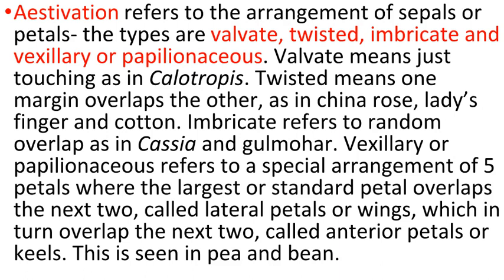Vexillary or papilionaceous refers to a special arrangement of 5 petals where the largest or standard petal overlaps the next 2, called lateral petals or wings, which in turn overlap the next 2, called anterior petals or keels. This is seen in pea and bean.